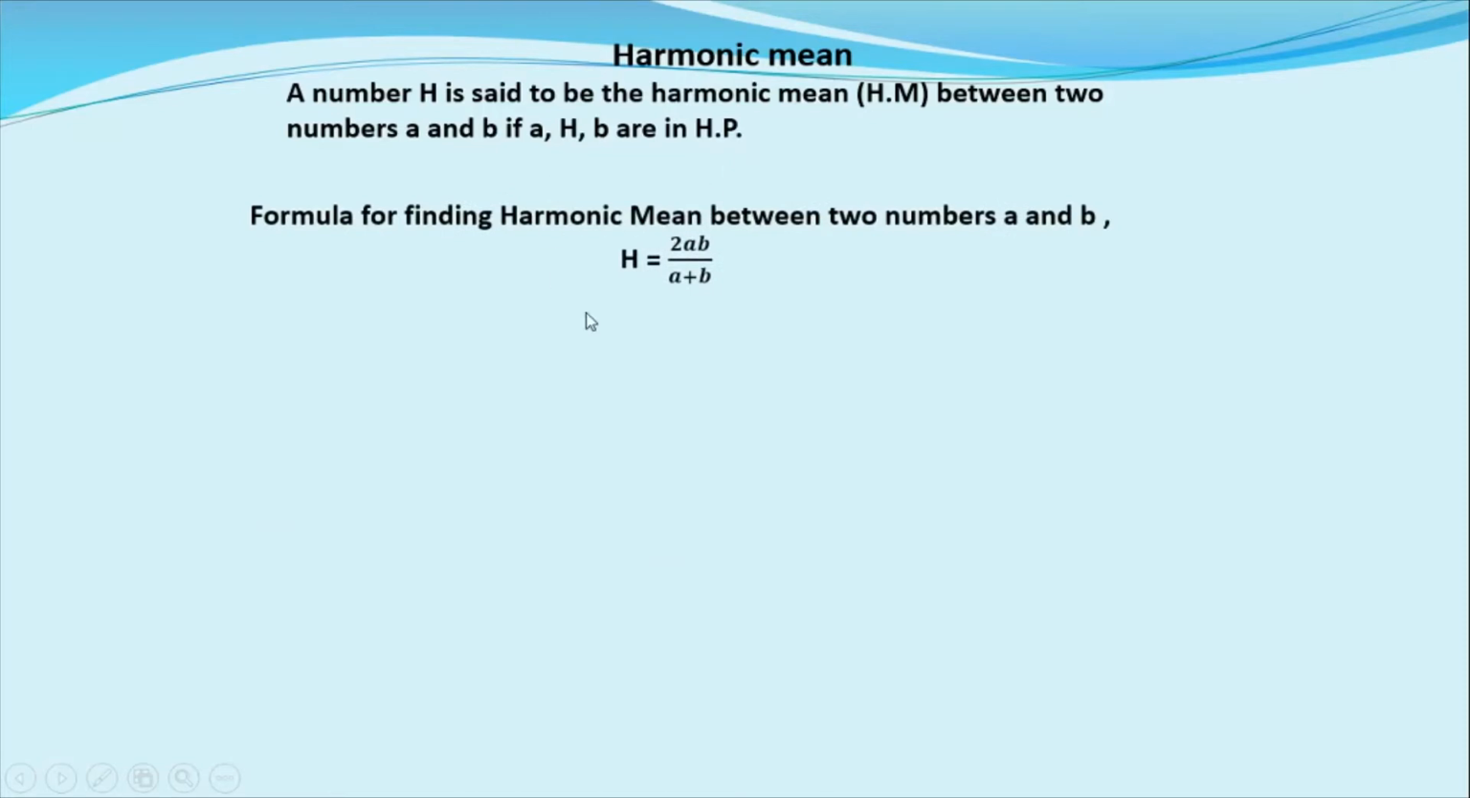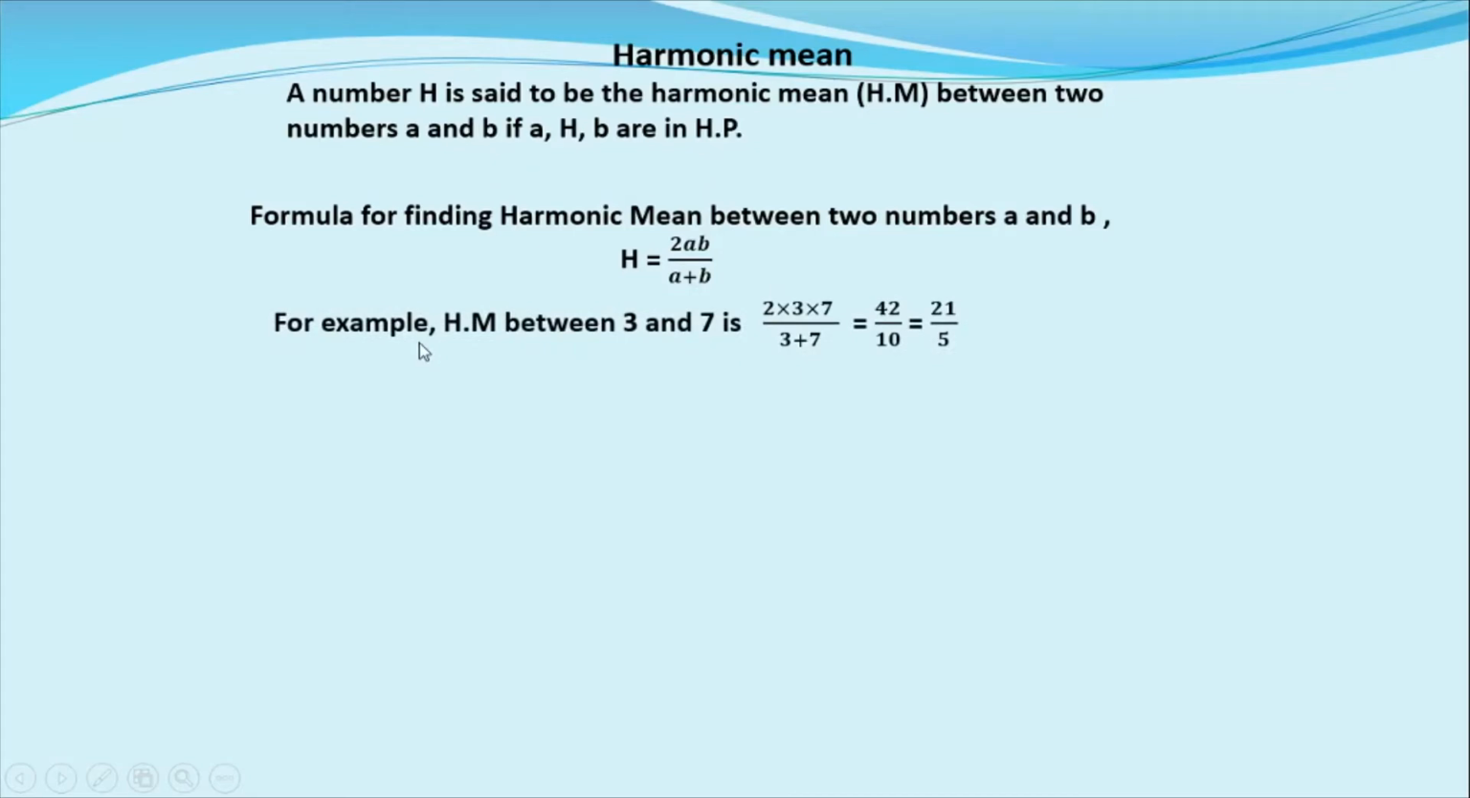So the formula for finding the harmonic mean between two numbers, if we are given a and b, is this. H, the harmonic mean, is 2 into the given two numbers multiplied, a multiplied by b, divided by a plus b, the given two numbers.